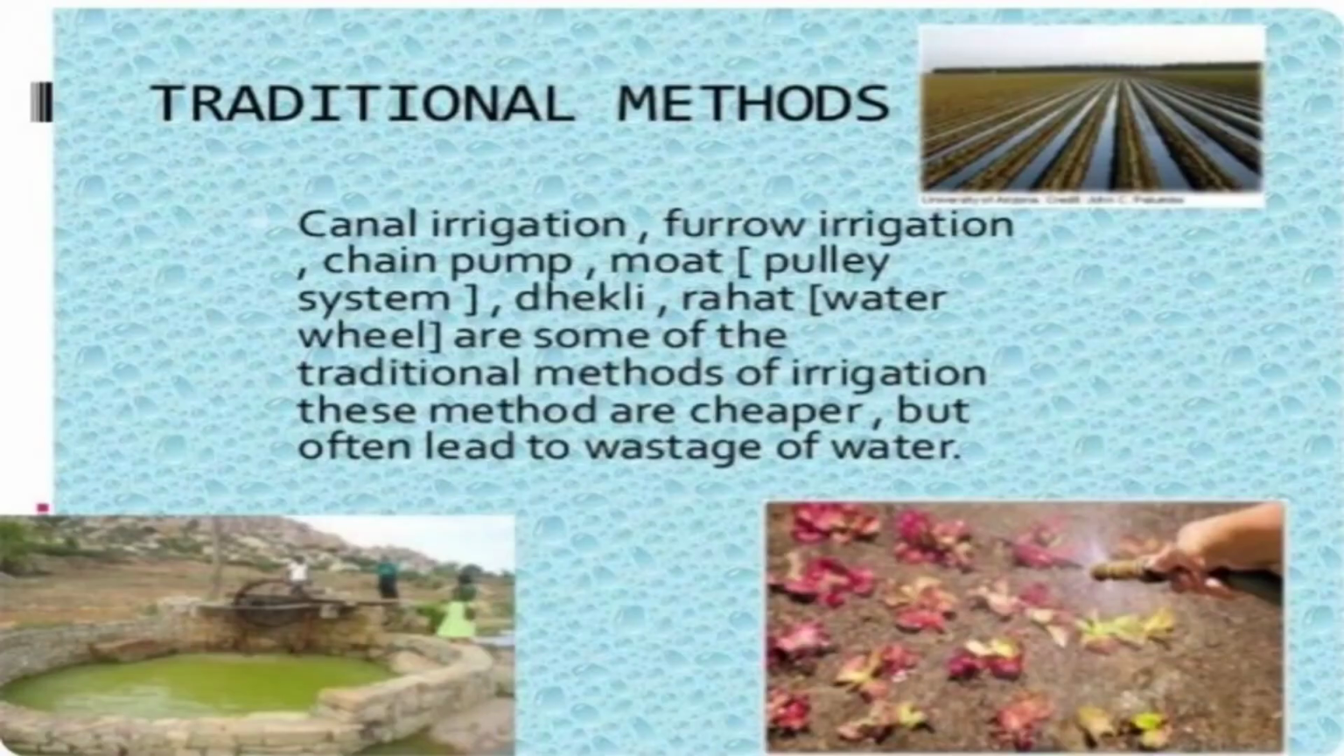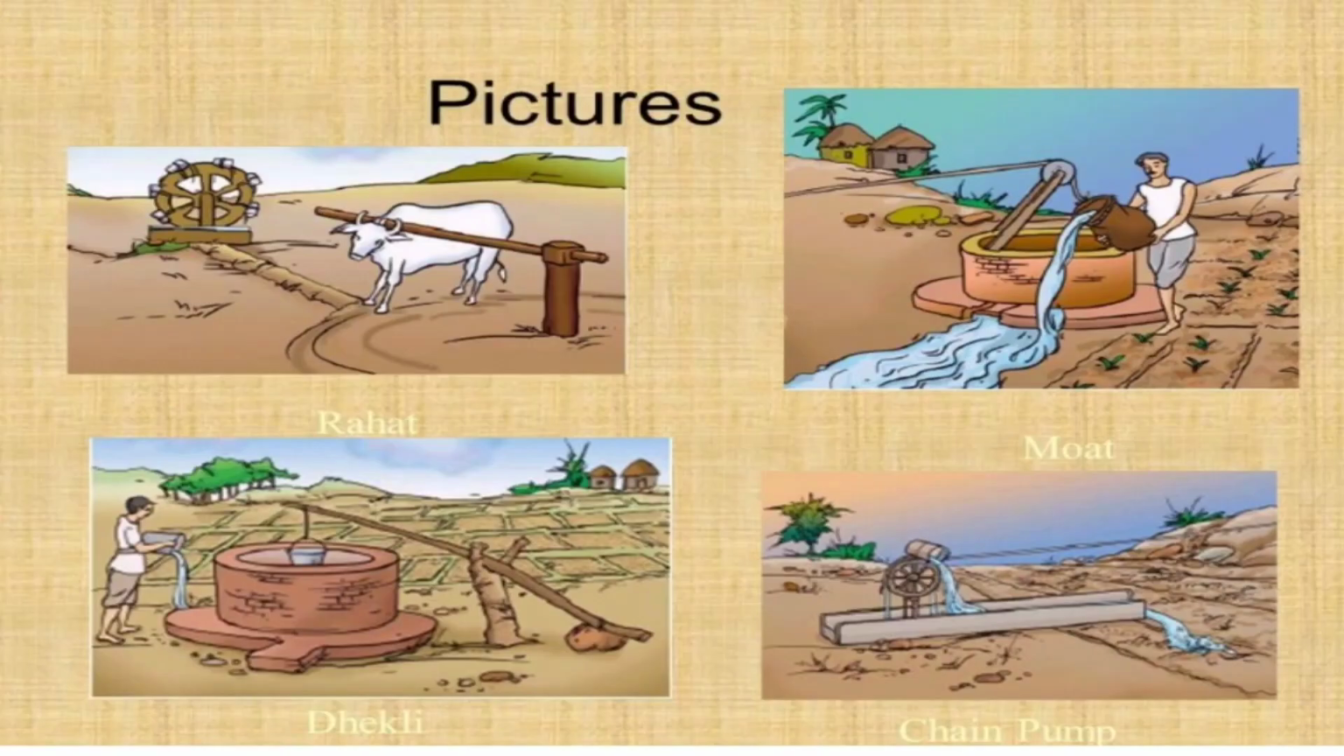First, let us see the traditional methods. Canal irrigation, furrow irrigation, the chain pump, the moat or pulley system, and the rahat, the water wheel, are some of the traditional methods of irrigation. These methods are cheaper but often lead to wastage of water. The disadvantage is that they waste a lot of water. Here are some pictures. This is the rahat, and this is the moat, the pulley system.